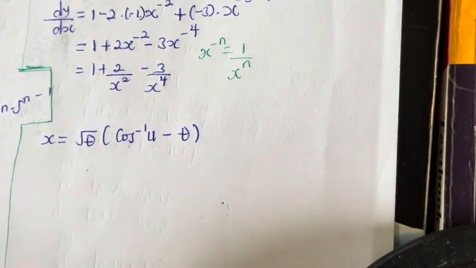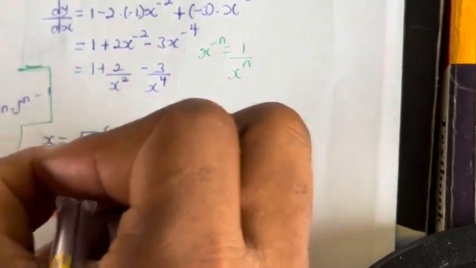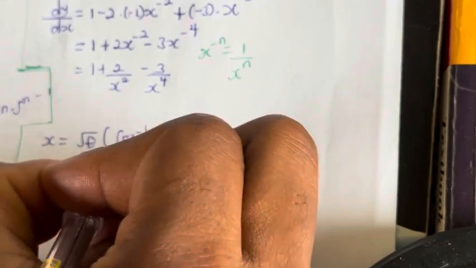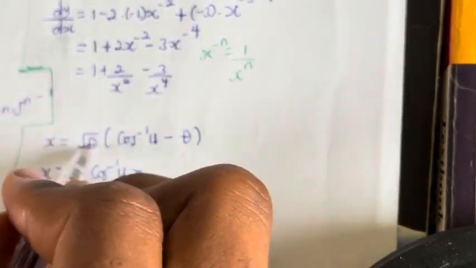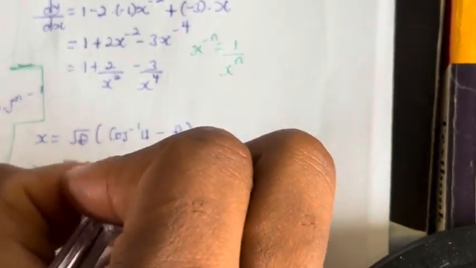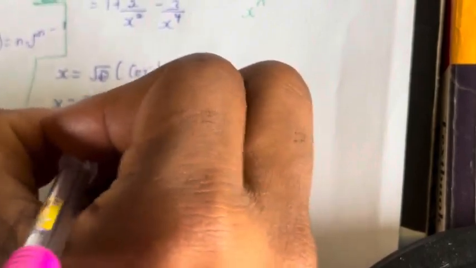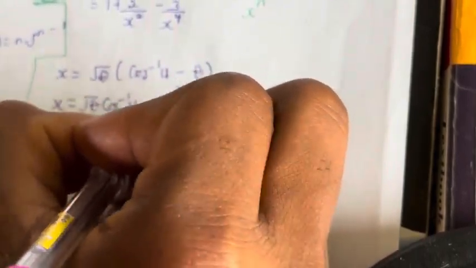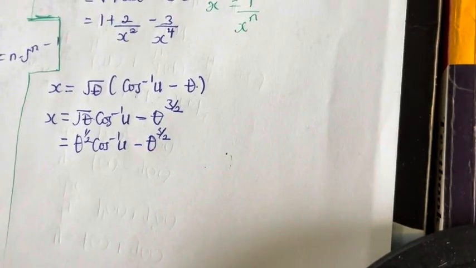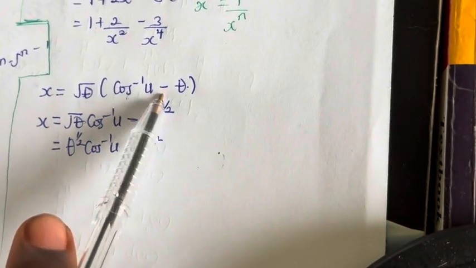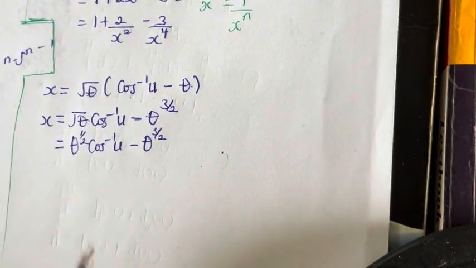Opening the brackets, x will be root theta cos inverse of u minus root theta times theta, which is theta to the 3 over 2. Root theta is the same thing as theta to the half, so x equals theta to the half cos inverse of u minus theta to the 3 over 2. We are told to find dx by d theta. We have been told that u is not a function of theta. That means u is a constant, and that also means that cos inverse of u is a constant. Sure you get now. So what will be dx by d theta?